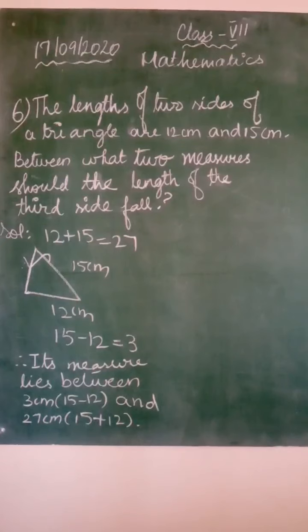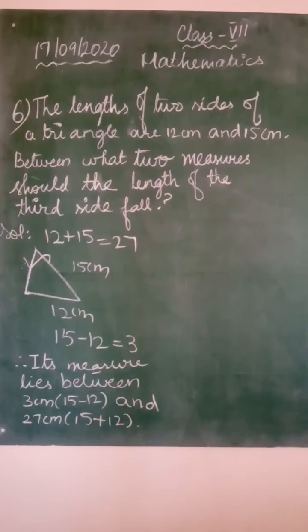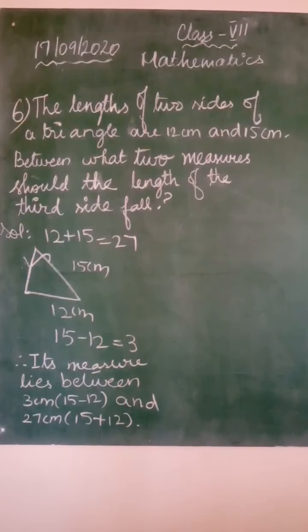Is it clear for all of you? So for a triangle, the third side always lies between the difference of the other 2 sides and the sum of the other 2 sides. So is it clear for all of you?